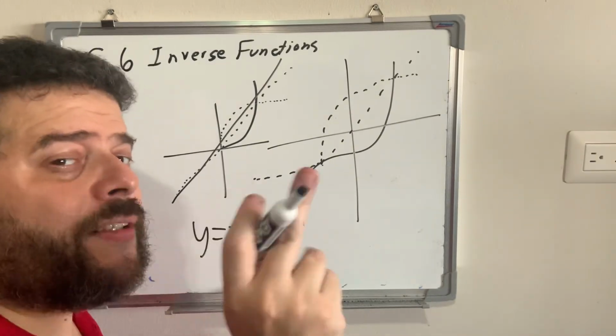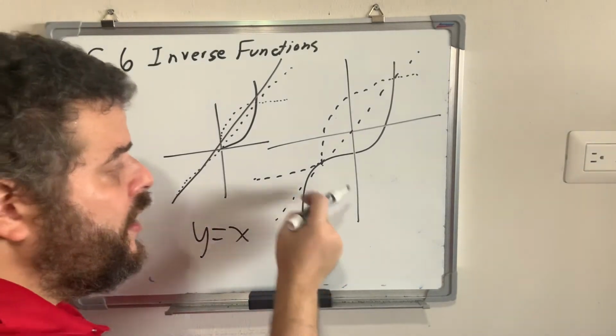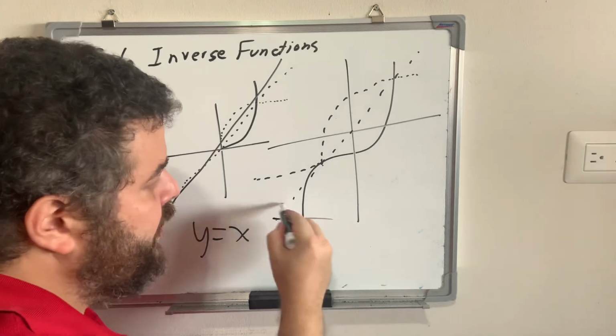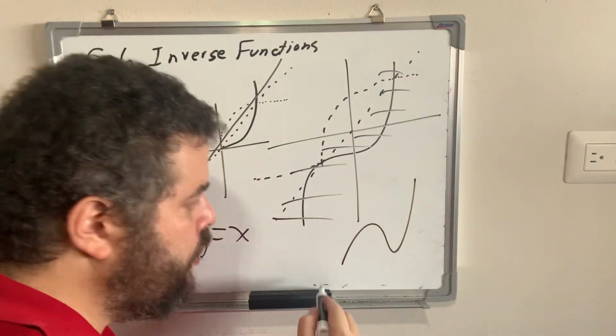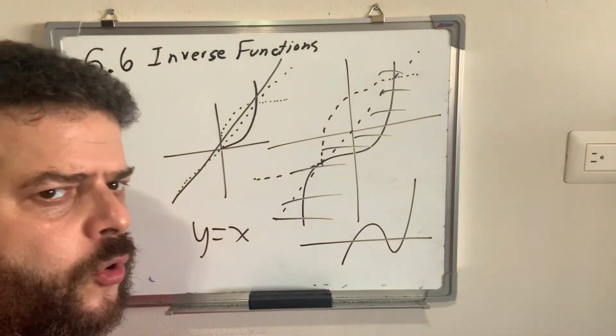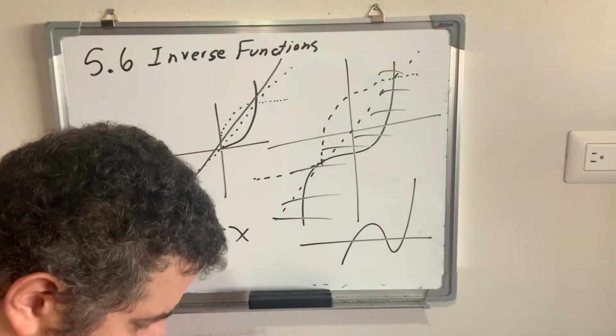And what you do need to know for the test is to recognize, does this have an inverse? Yes, because it passes the horizontal line test. Does this have an inverse? No, because it does not pass the horizontal line test. That's it for the class.